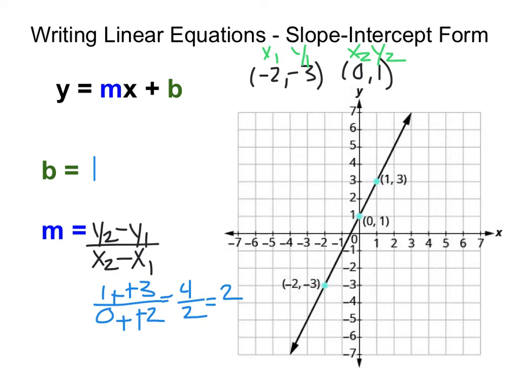Now I have everything I need to write my equation in slope-intercept form. Y is equal to, my slope is 2, so 2x, plus my y-intercept is 1. So the slope-intercept form is y is equal to 2x plus 1.